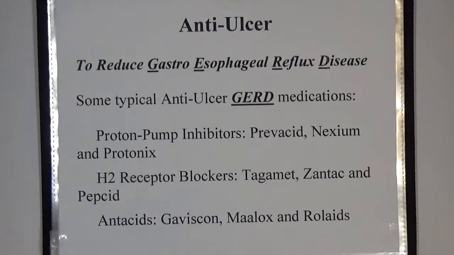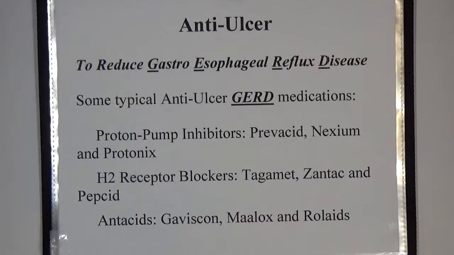Anti-ulcer to reduce gastroesophageal reflux disease, or GERD. Gastroesophageal reflux disease, GERD, or acid reflux disease, is defined as a chronic symptom caused by the return of stomach acid into the esophagus or your throat that causes a painful and burning sensation in the esophagus, which is located just below the breastbone. There are several classes of anti-ulcer medications: proton pump inhibitors, H2 receptor blockers, and antacids, which by varying means act to control the GERD symptoms.